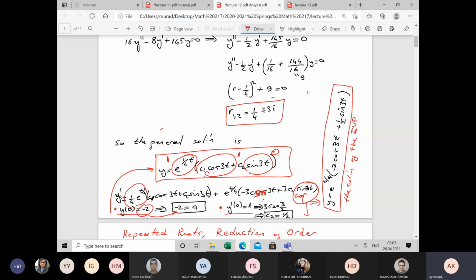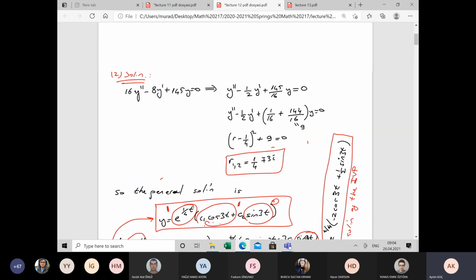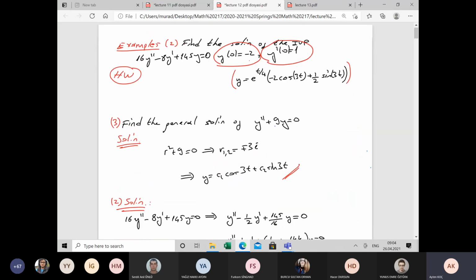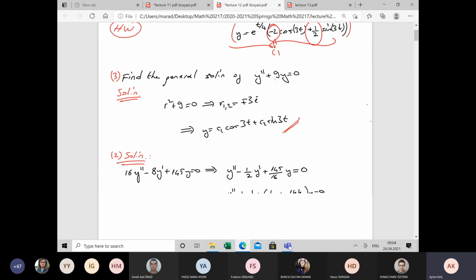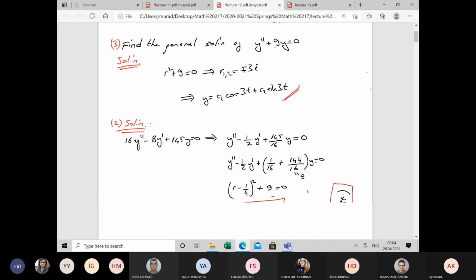And y prime, this one, write this initial condition, t is 0, and then we obtain the value of c2. So we obtain this one. C1 is -2. C2 should be 1/2. It's okay. T is 0.